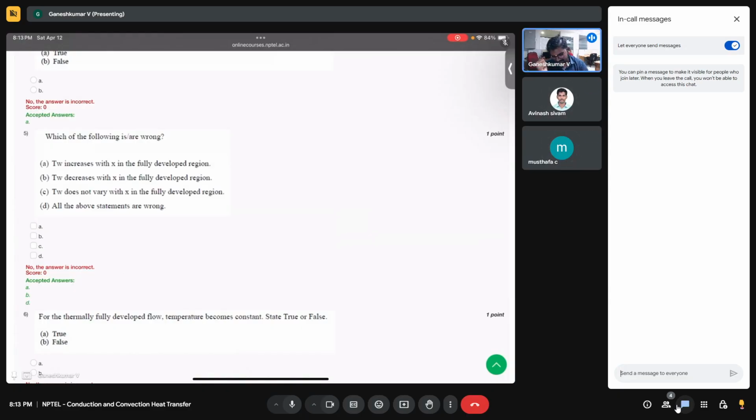See here, the fourth statement says all the above statements are wrong, right? But that is not true. One of the statements is true. So the fourth statement itself is wrong. That's what we are telling. They were asking which are the wrong statements. Can you open the statement?